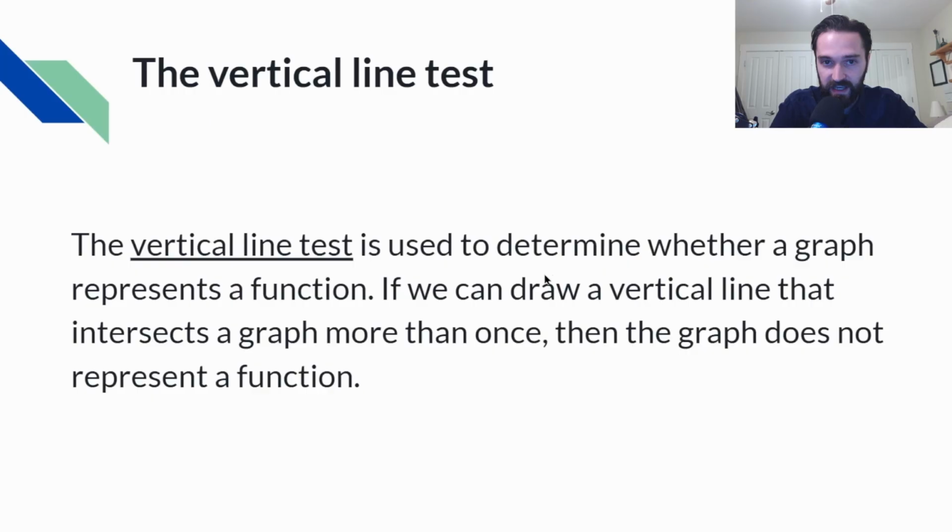The vertical line test is used to determine whether a graph represents a function. If we can draw a vertical line that intersects a graph more than once, then the graph does not represent a function. I want you to pay attention to this part right here. If we can draw a vertical line, we only need to find one. Out of all the vertical lines we can draw, we just need to find one that intersects a graph more than once, and we can argue that that graph is not a function.